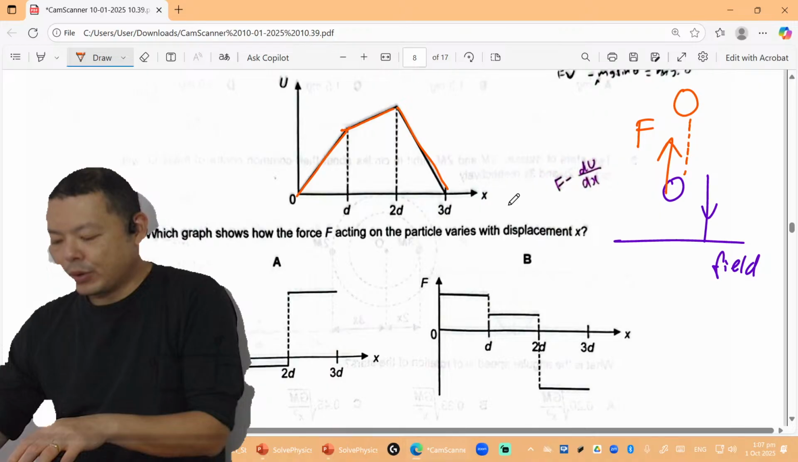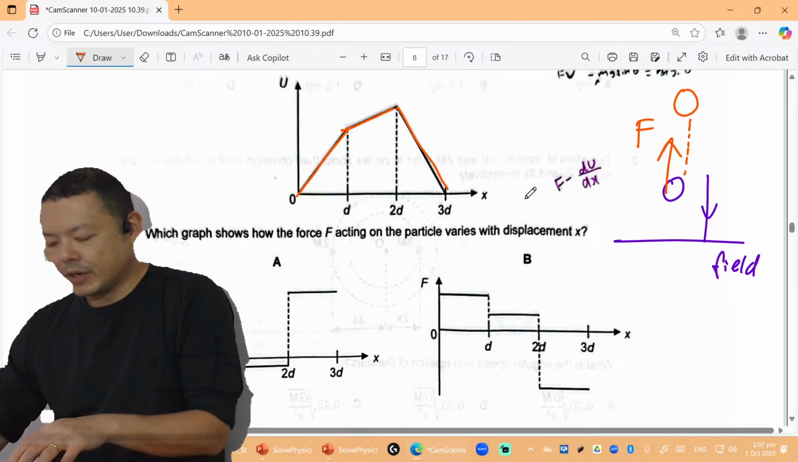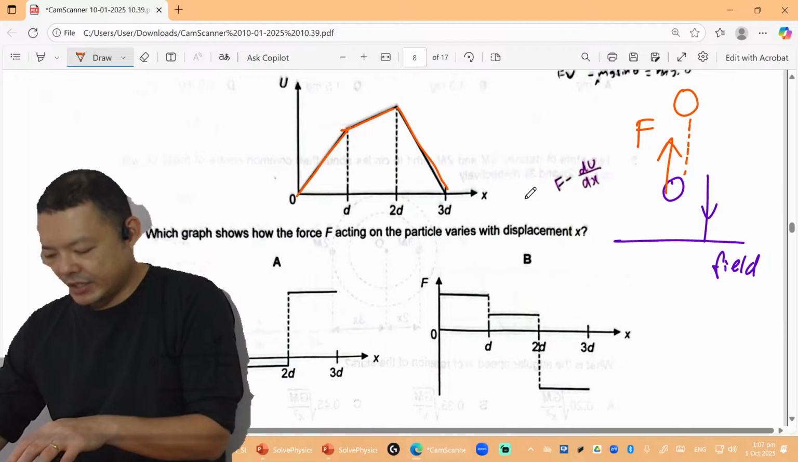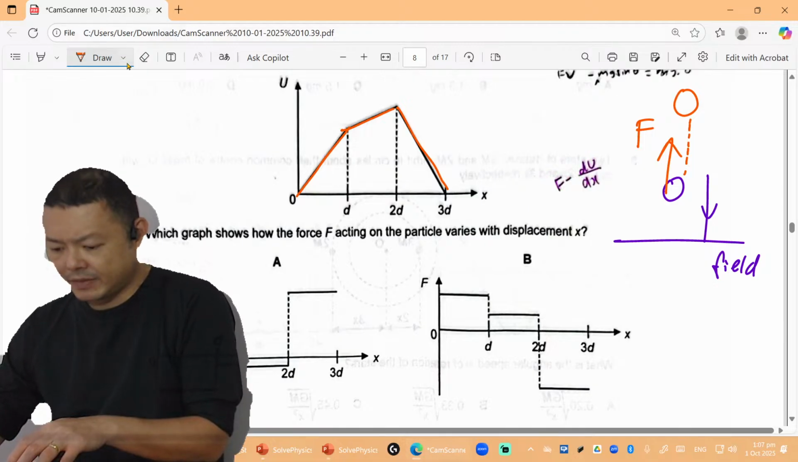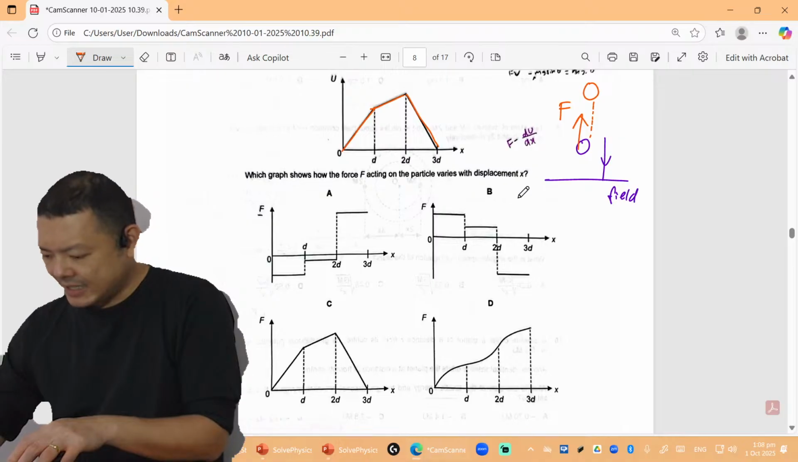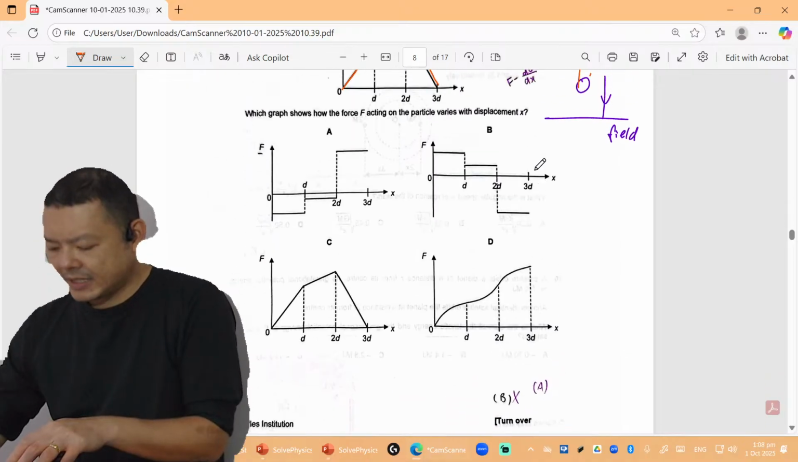And then if you go in the direction of the field, in a positive direction, then you will lose potential energy. So I think A should be the answer, I believe. Is A the answer? Yeah, there we go. Right, A's answer.